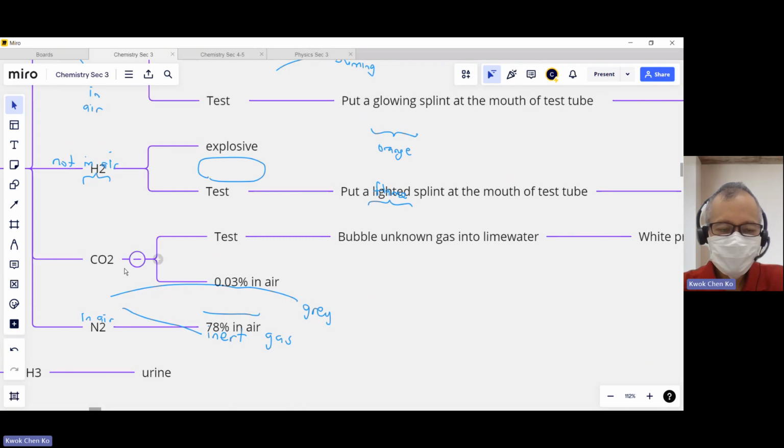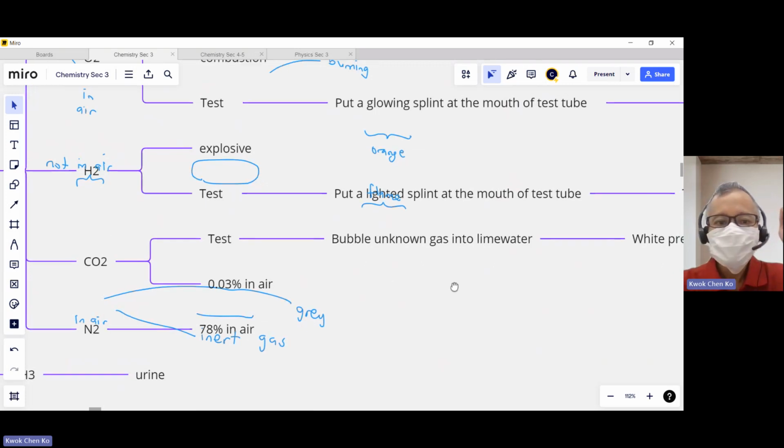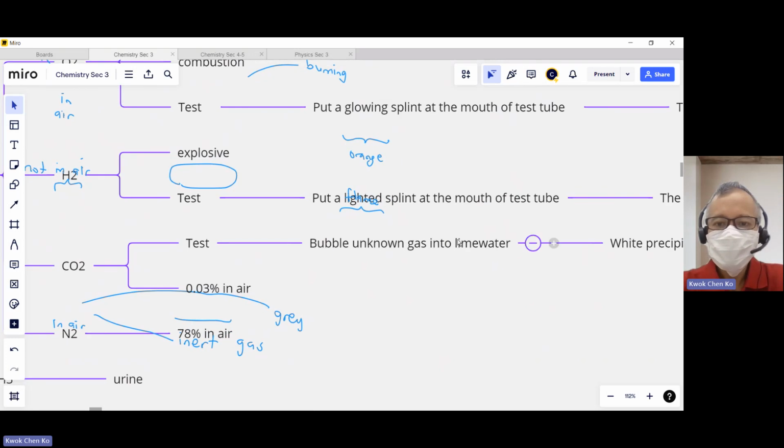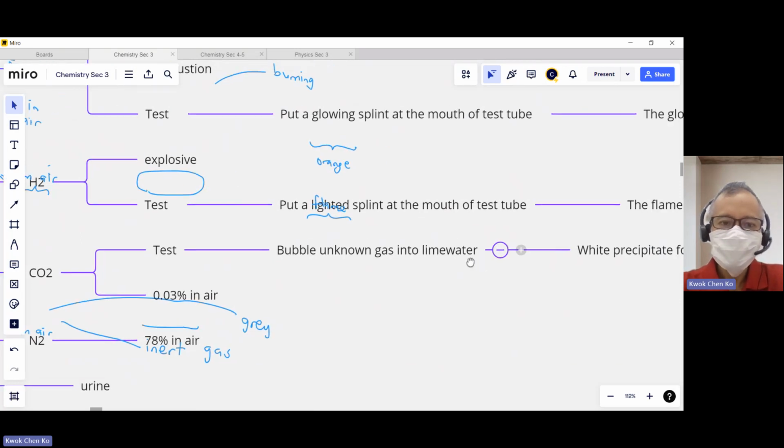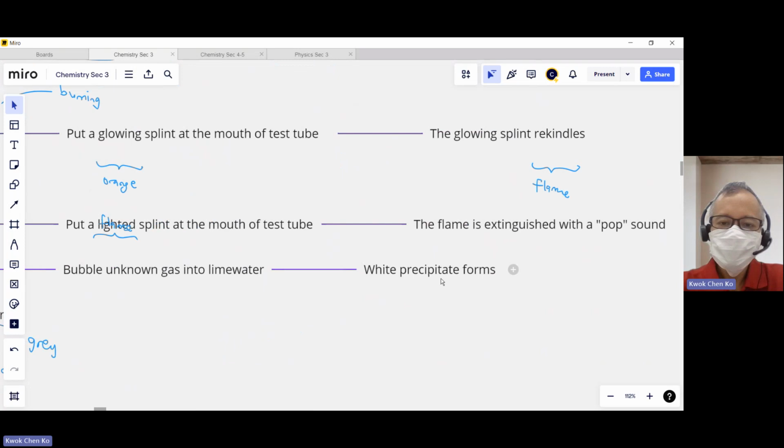Now, of course, CO2 is part of your respiration. It's also involved in photosynthesis, but I won't go into that, at least not for chemistry. So how do you test for CO2? Again, you should have seen this before since primary school. Basically, you bubble an unknown gas into lime water, and of course, you get a cloudiness.